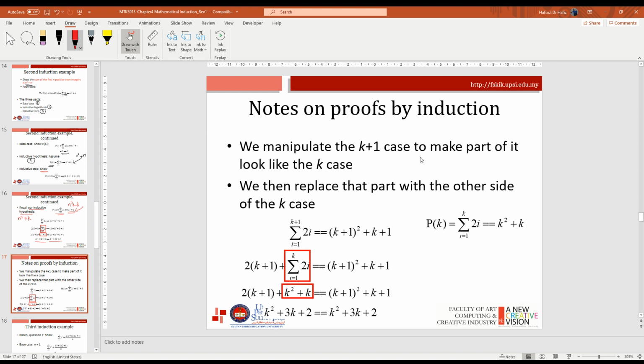Okay, notes on the proof by induction. We manipulate the k plus 1 case to make it part of the k case. So we replace the part with the other side of the k case. Okay, we replace this one, replace by k power of 2 plus k. Okay, and then so we got k power of 2 plus 3k plus 2 is equivalent to k power of 2 plus 3k plus 2.